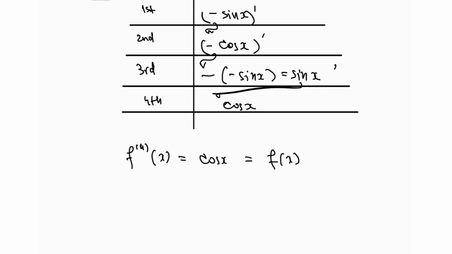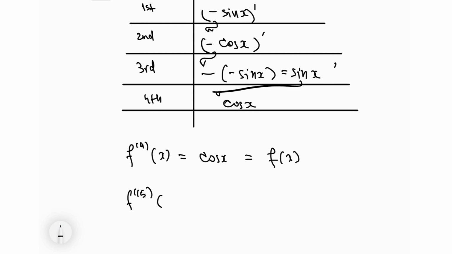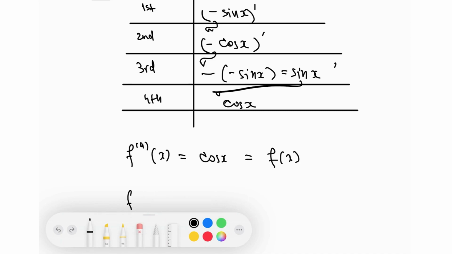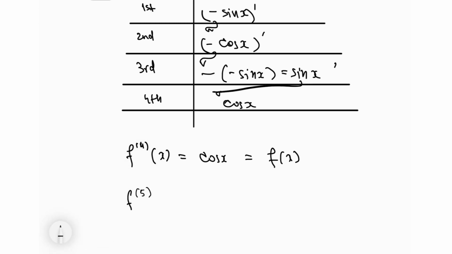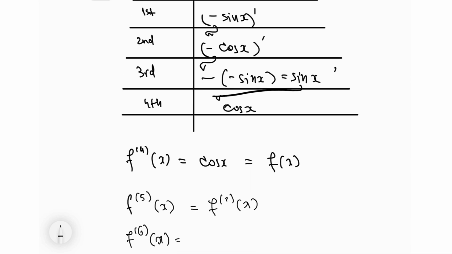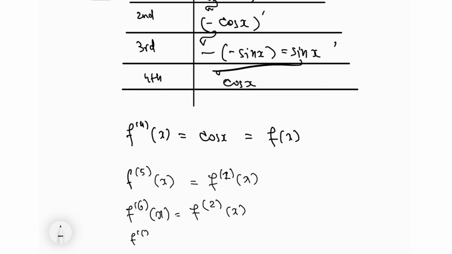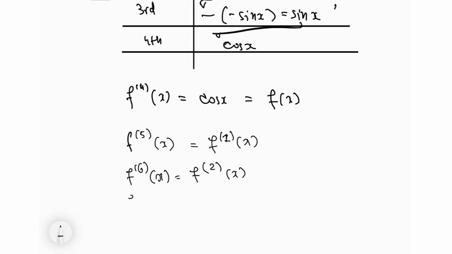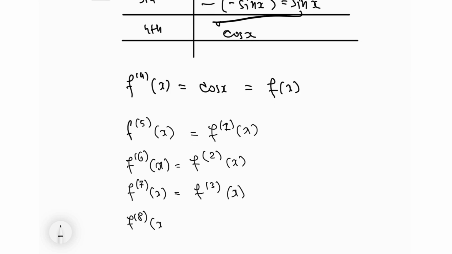You can proceed and then you can see that the fifth derivative is the same as the first derivative. The sixth derivative is the same as the second. The seventh derivative is the same as the third derivative, and the eighth derivative is the same as the fourth derivative, which is the same as f of x.